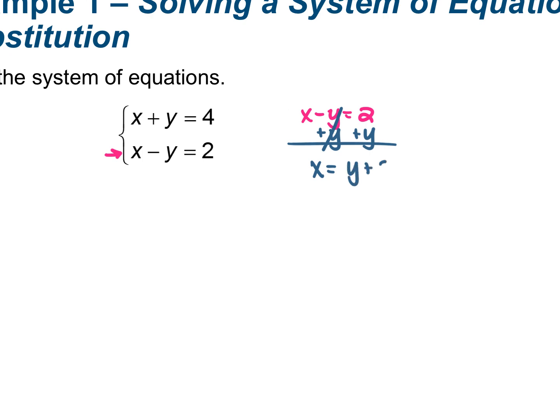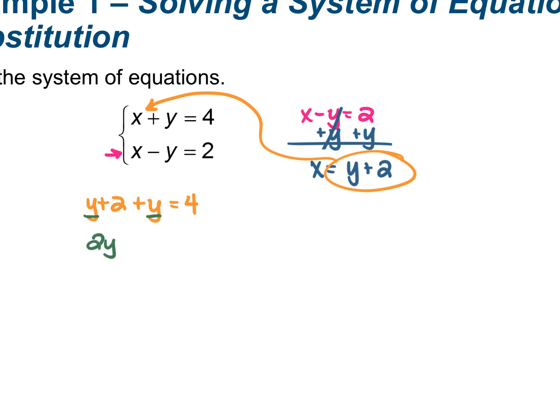to y plus 2. Now, because we haven't worked with that top equation, we're going to take that y plus 2 and plug it in for x in that top equation. So that's going to give us x, which we said is y plus 2, plus y is equal to 4. From here, you'll combine like terms. Your y's combine to give you 2y plus 2 is equal to 4.